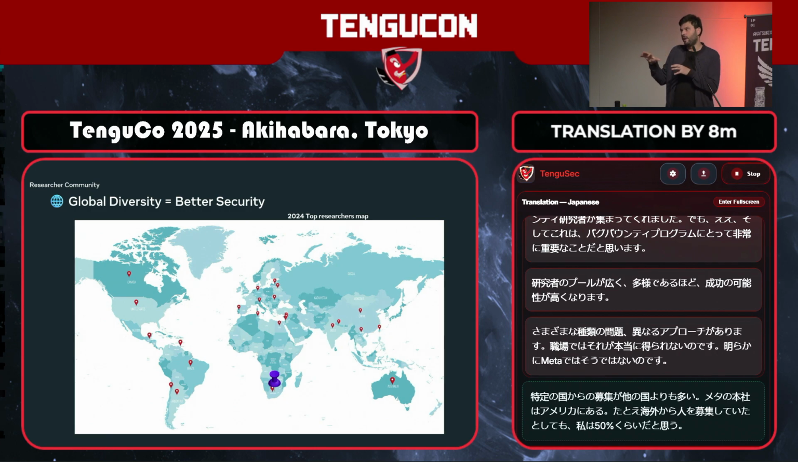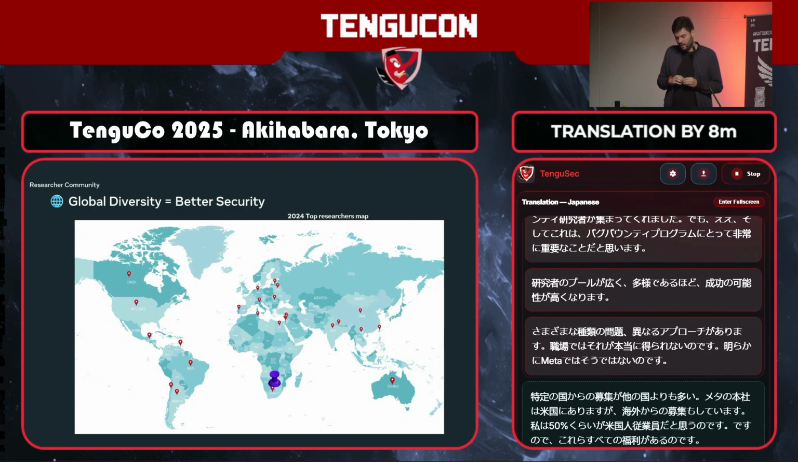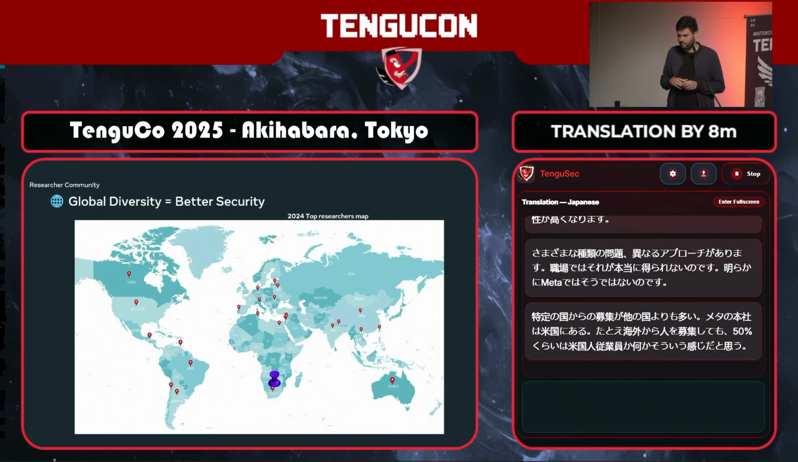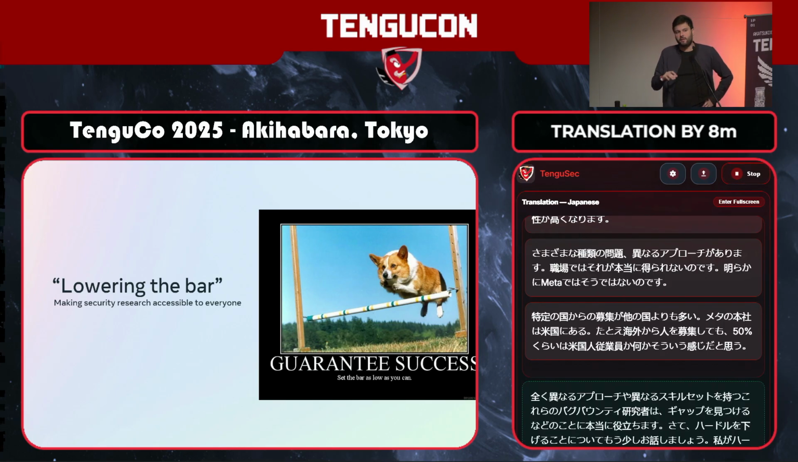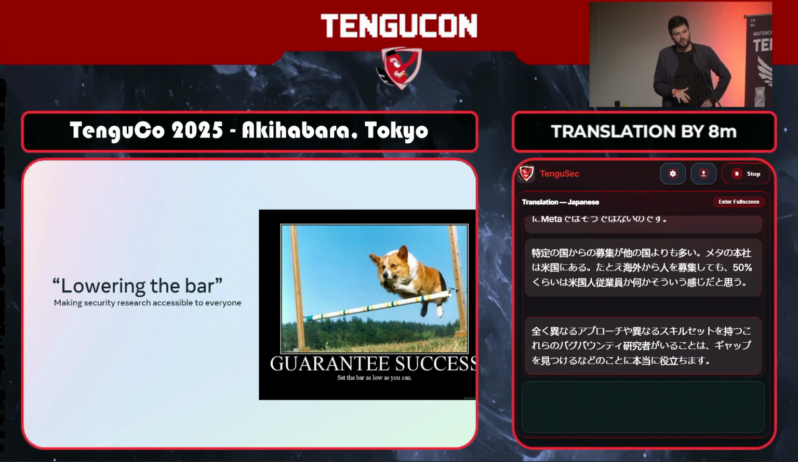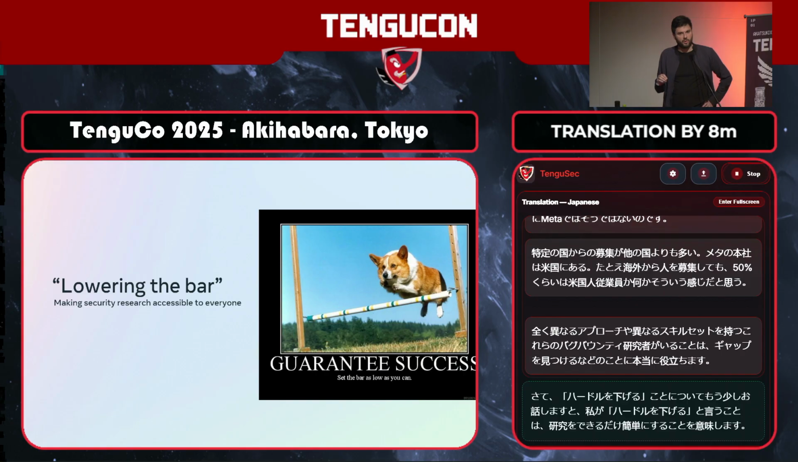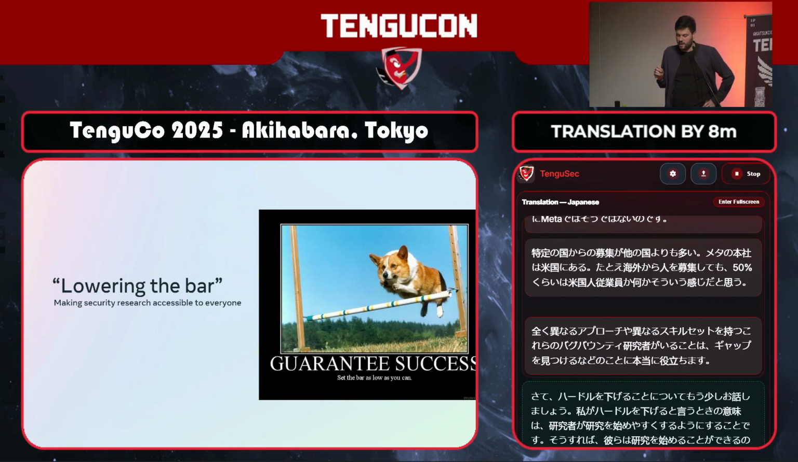So having all these bug bounty researchers with completely different approaches and completely different skill sets really helps with finding gaps and so on. Now, a bit more on lowering the bar. What I mean when I say lowering the bar is making the research as easy as possible for the researchers, so they can start finding vulnerabilities as fast as possible.